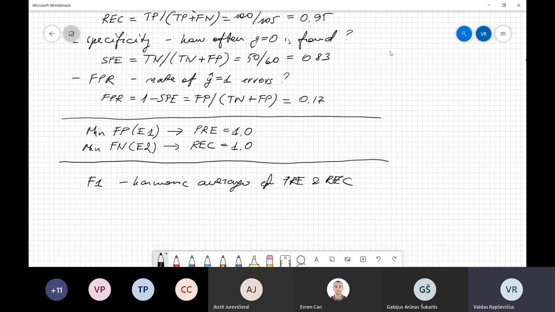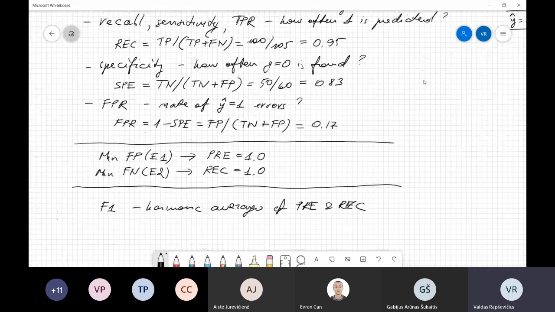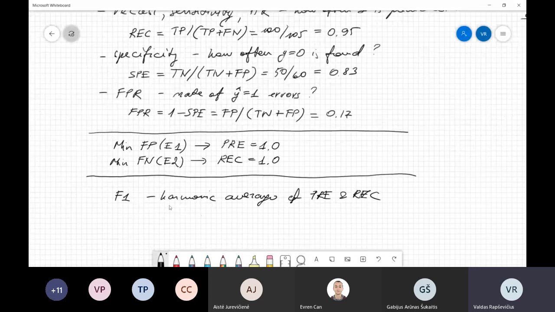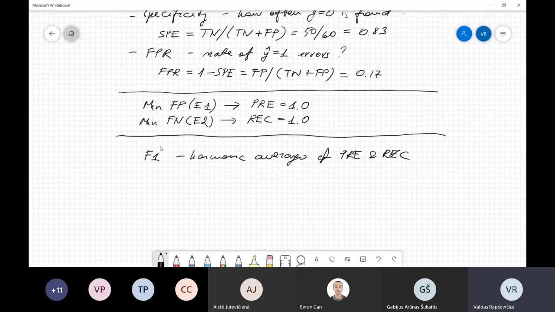right? So if you want to have some balance between minimums of false positives and false negatives, of both errors, you have to look into the metric which balances these two. Maximizing precision or recall alone actually leads to exposure of the other metric, right? So in this sense, we have F metrics which take an average between these two.